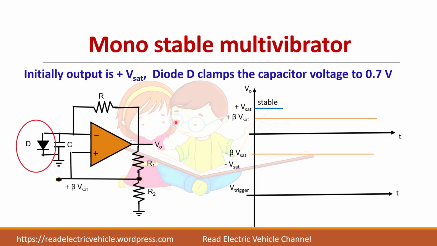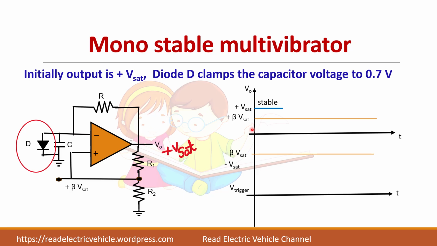Now let us assume that initially the output is plus Vsat and the system is in stable condition. So this is a stable output which is equal to plus Vsat. So when plus Vsat is here, it means that the reference voltage is beta Vsat here. And this diode will be forward biased, so it will be in conduction, which means that the capacitor voltage, or the negative terminal, inverting terminal, is at 0.7 volt.